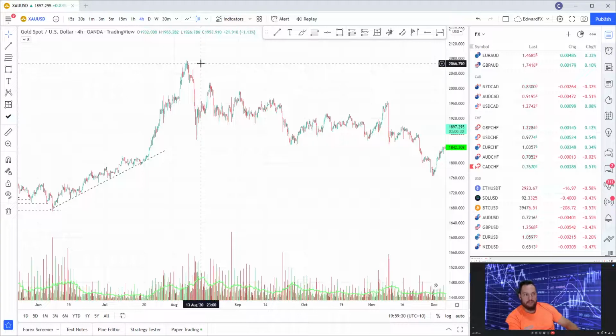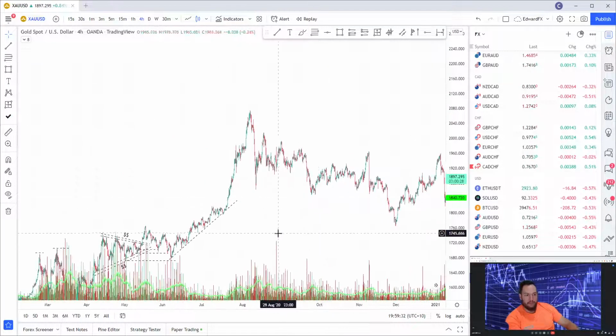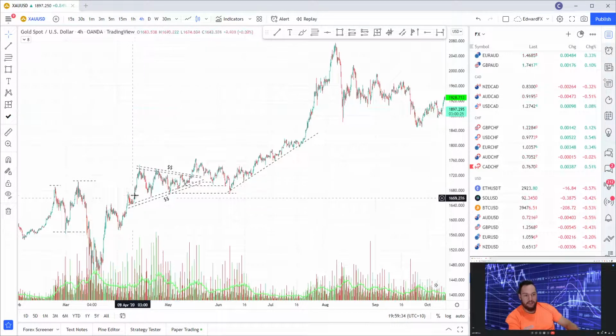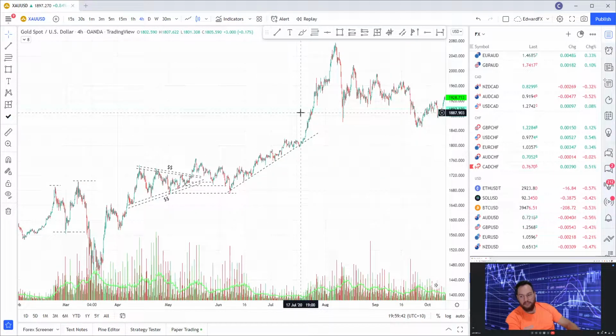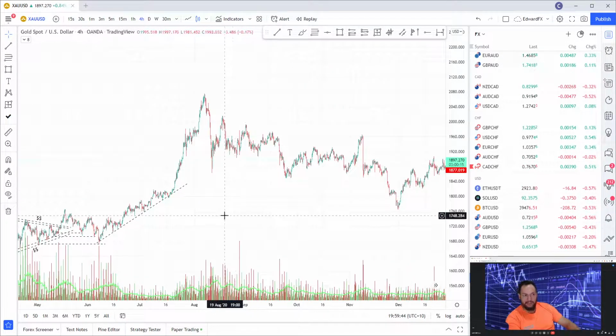That's it. So 2,000 on gold, and I actually remember this. I had this drawn up, and then I forgot about it, and I was focusing on something else, and it went to 2,000, and I missed a whole lot. It was crazy.